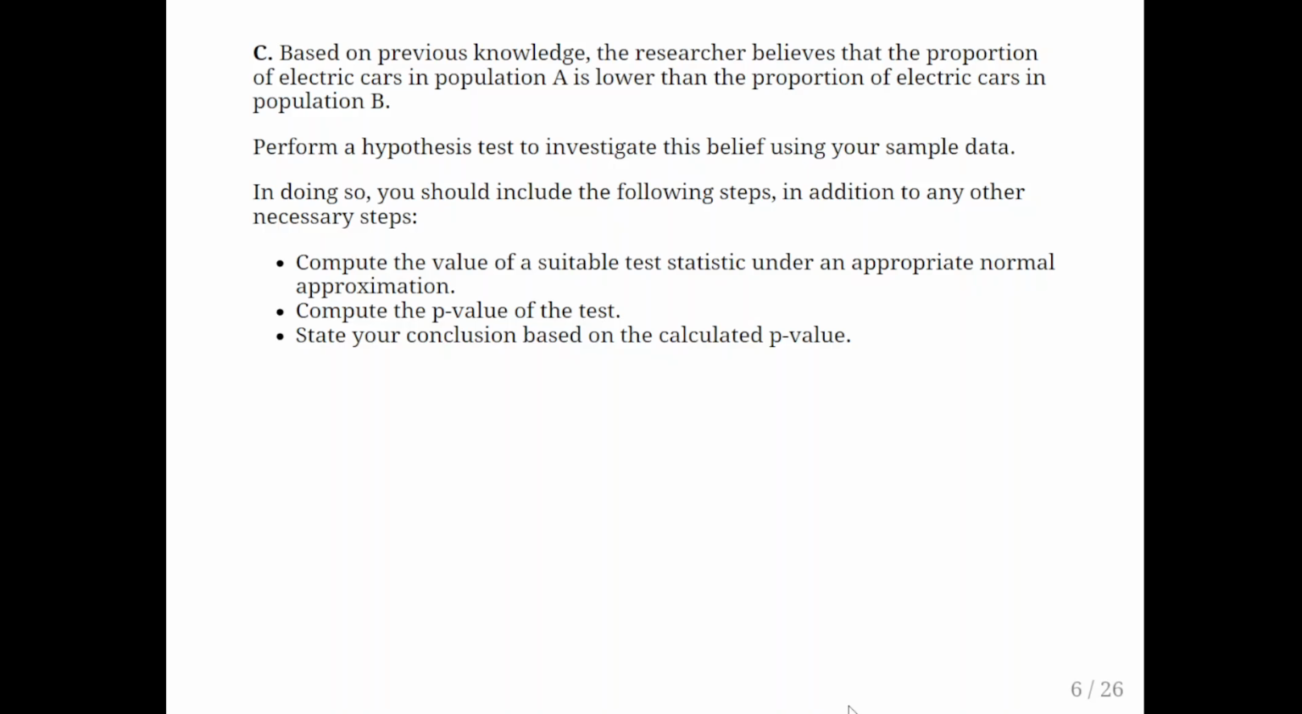In doing so, you should include the following steps in addition to other necessary steps. So this is where we're told to specify the approach where we're using the test statistic, the standard error, et cetera. Essentially, the pen and paper approach, as I call it. So, compute the value of a suitable test statistic under an appropriate normal approximation. Okay, so that is the point estimate divided by the standard error. Compute the p-value of the test, and then state your conclusion based on the calculated p-value.